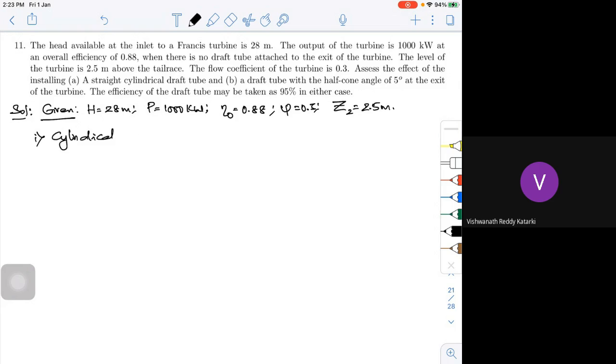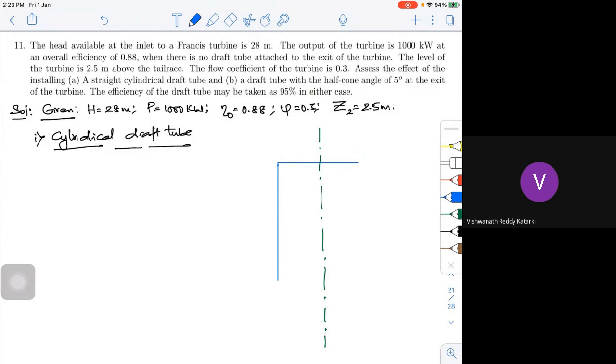the cylindrical draft tube. What does a cylindrical draft tube mean? The draft tube is almost like a pipe. If I have an axis like this, because these draft tubes are installed vertically, suppose this is my D2, and it is running vertically like this. It's almost completely a straight line. It's a cylindrical draft tube like this.